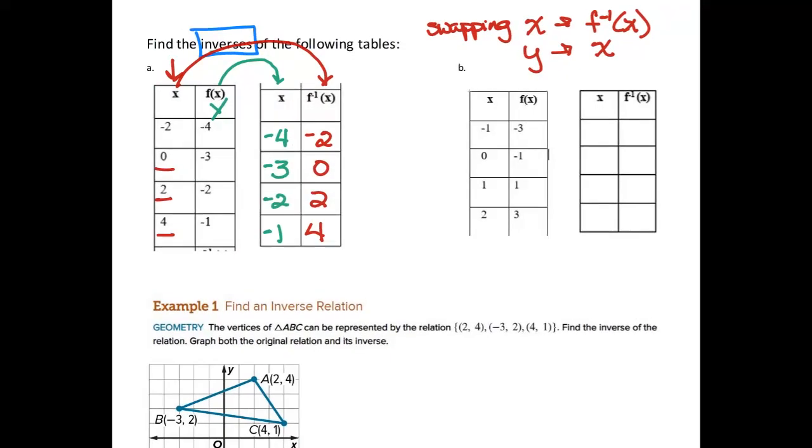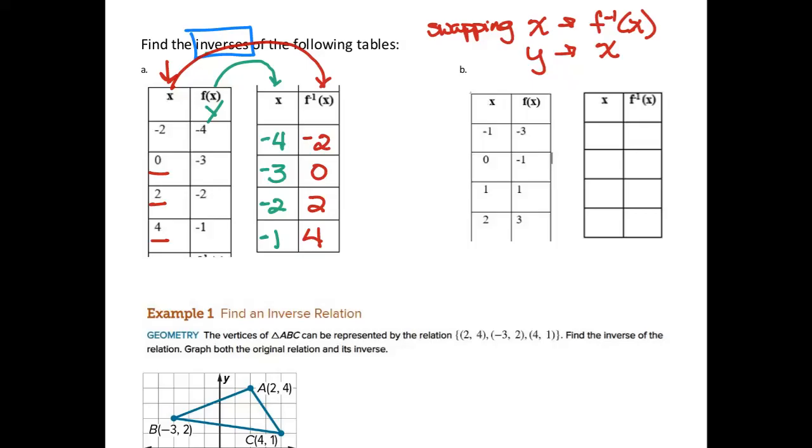So letter B, go ahead and see if you can find the inverses of this table. Go ahead and see if you can do that. I bet you can. I know, you're like, what's the point? Well, there are 3 different ways to do it. This is just one.